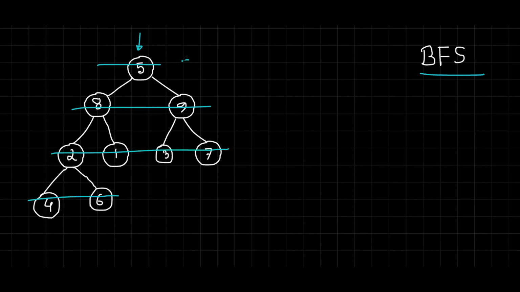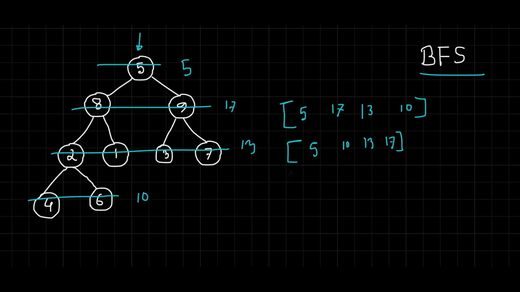Here the level sum will be 5 in the first level. In the second level, the sum will be 17. In the third level, the sum will be 13. And in the fourth level, the sum will be 10. So if we apply the BFS, we will calculate the level sum for each level and store them into a vector. So in the vector, we will store 5, 17, 13, and 10. Now, if we sort this vector, it will become 5, 10, 13, 17.